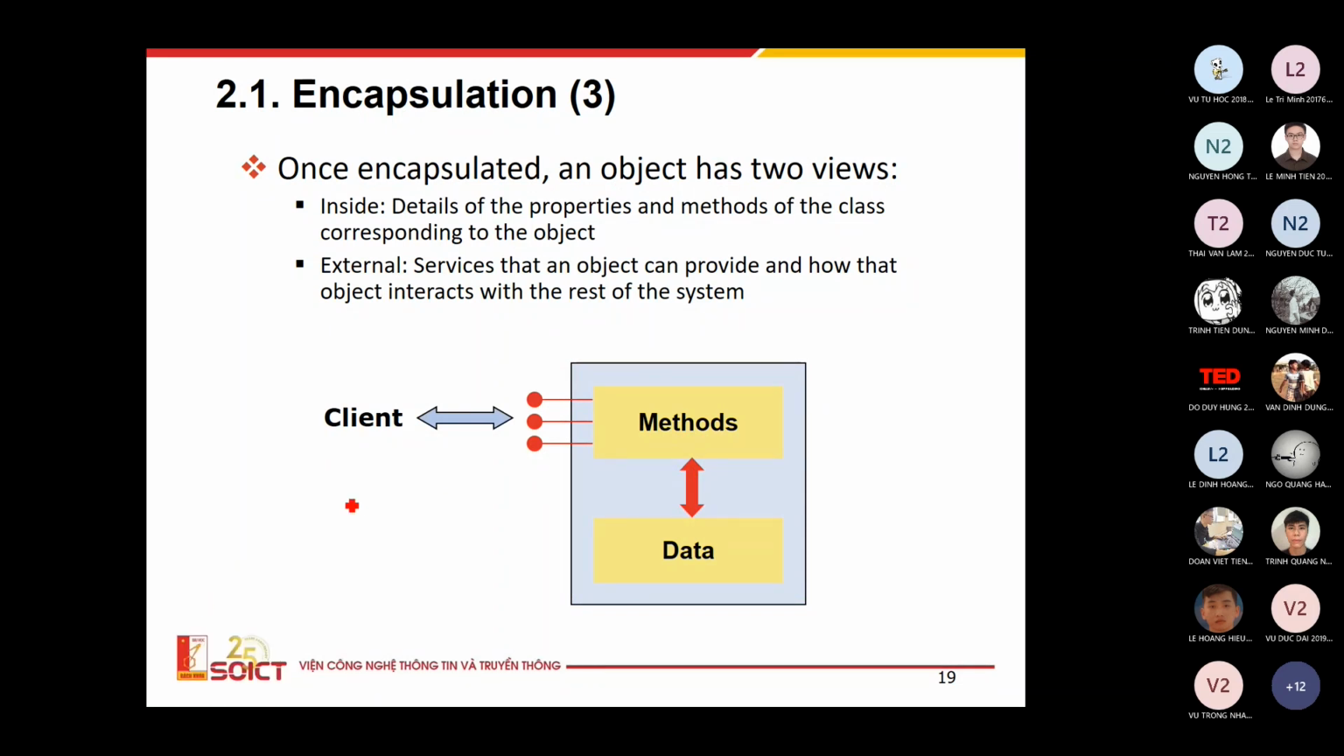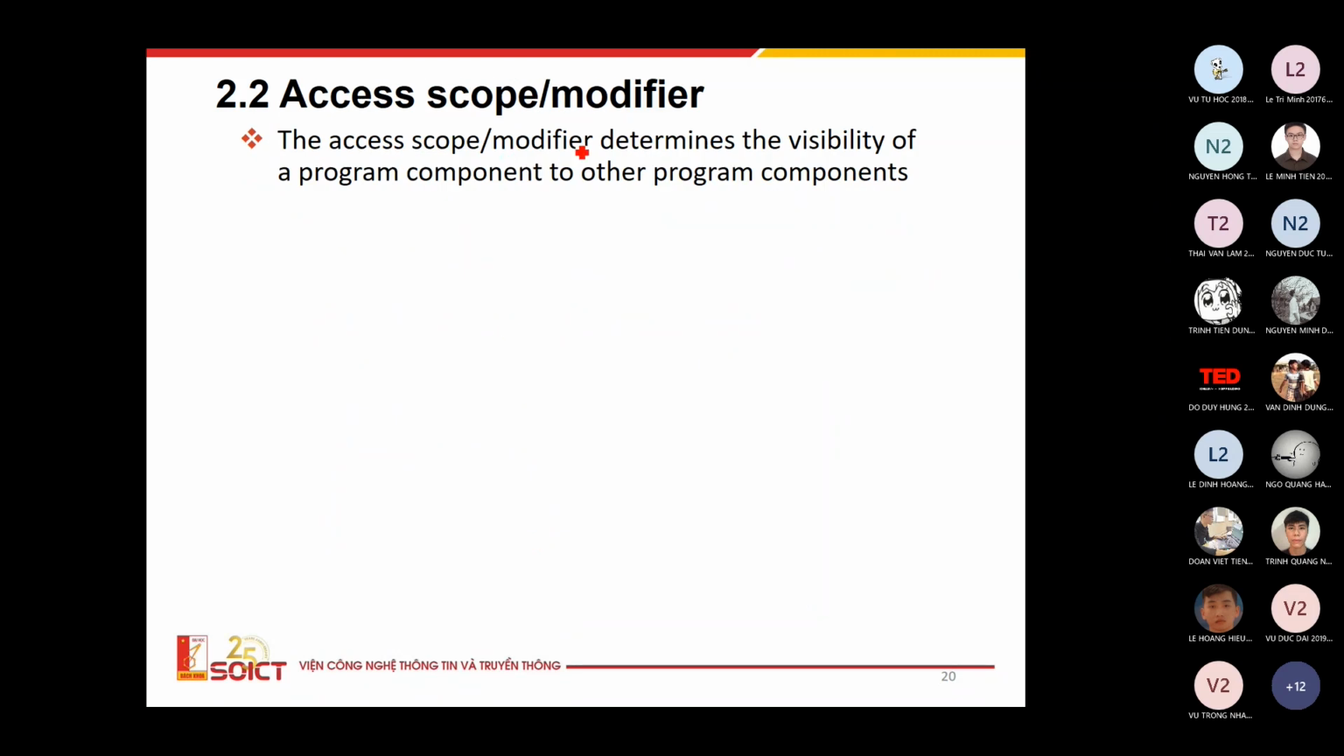You can see you can have two views in a class. Okay. So now you know that if you provide some way, the client can, how to say, interact with the inside of the class. But how can you provide this method or this way? You can use something called the access scope or access modifier. Okay, phạm vi truy cập.